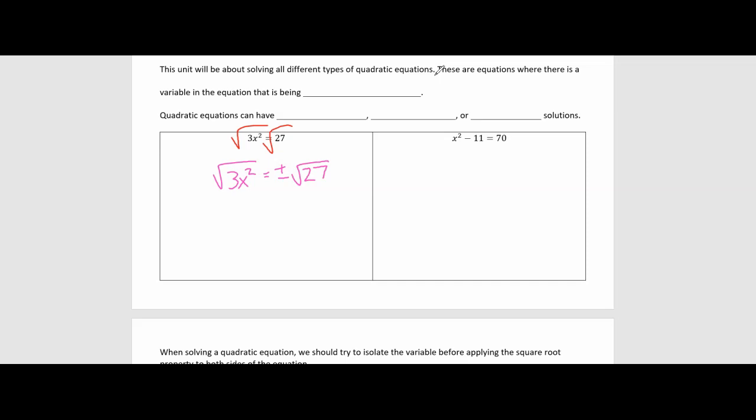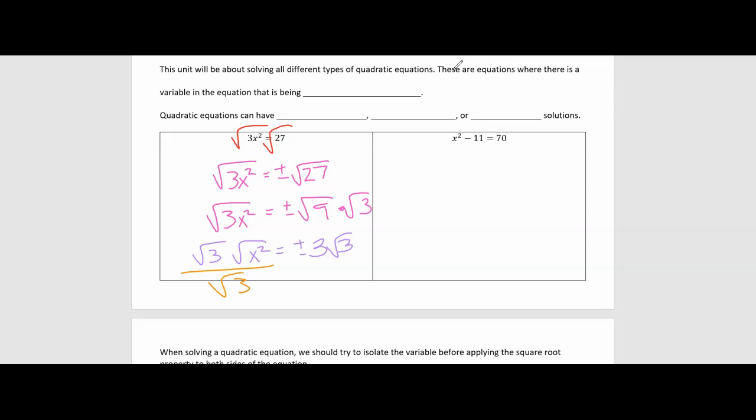The square root of 27 is not a rational number. It's irrational. So we would have to go through the process of simplifying a radical, and one that is not rational. So we get the square root of 3x squared is equal to plus or minus the square root of 9 times the square root of 3, because we can simplify the square root of 9. Right? So our next step may be, and I'm actually going to break up the left-hand side to the square root of 3 and the square root of x squared is equal to plus or minus 3 times the square root of 3.